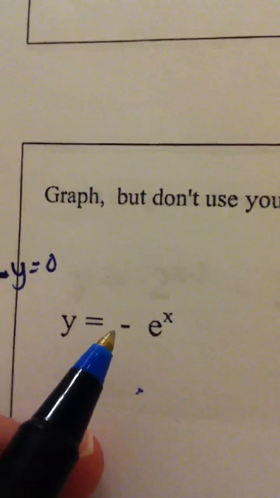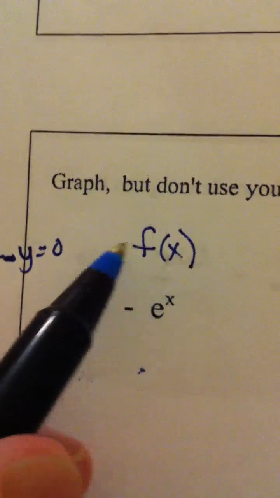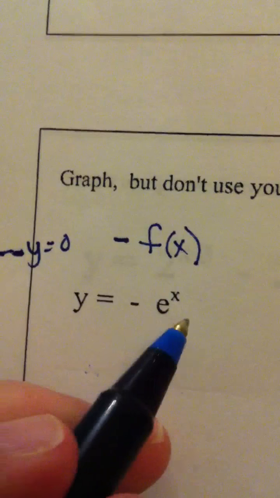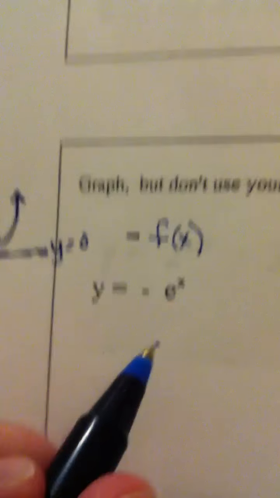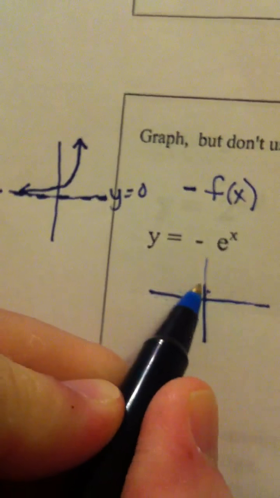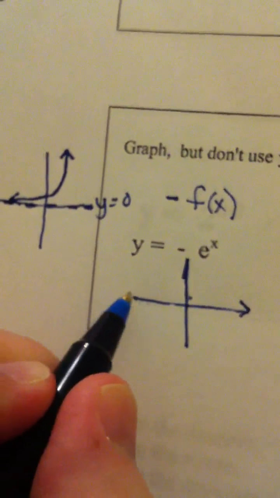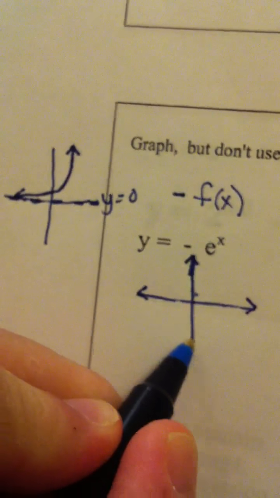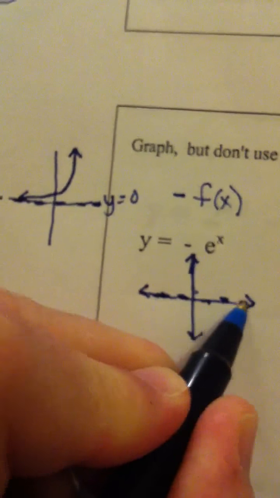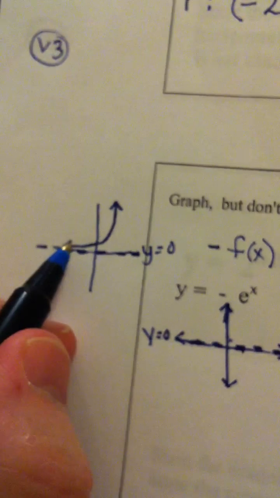Now, from the past, what you learned is when you take a function and put a minus in front of it, what you're really doing is multiplying the y value by -1. And if you recall from the past, what that does is reflect the graph with respect to the x-axis. So, the asymptote doesn't change. We still have the line y equals 0 as my asymptote.